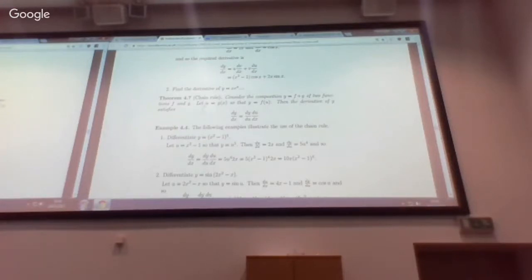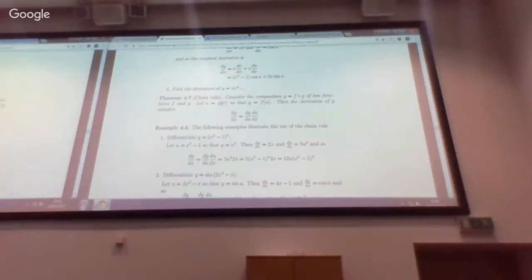If we call u the value of g of x, and y then is f of u, the chain rule can be written as: the derivative of y with respect to x is the derivative of y with respect to u, which is essentially the derivative of the function f, multiplied by the derivative of u with respect to x, which is essentially the function g.